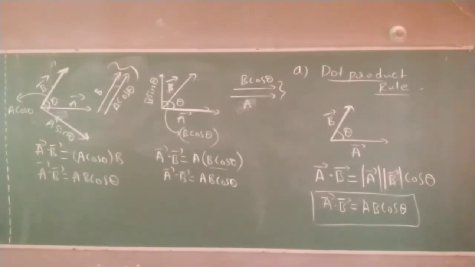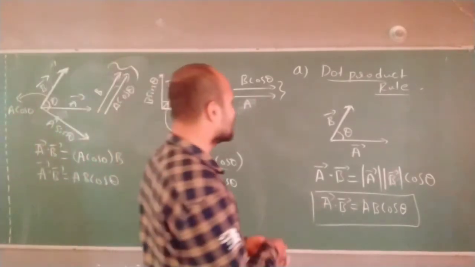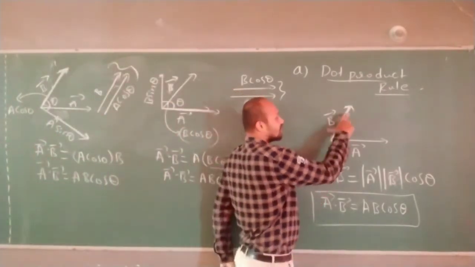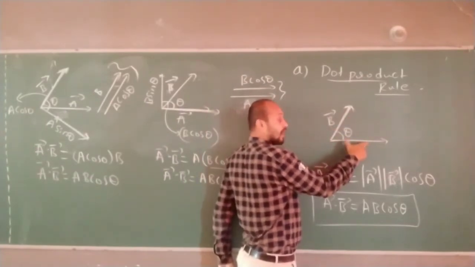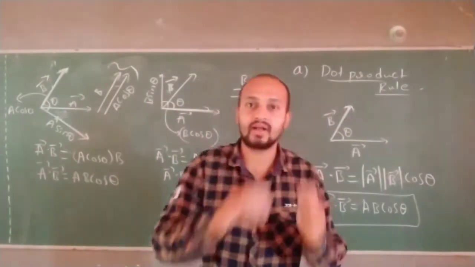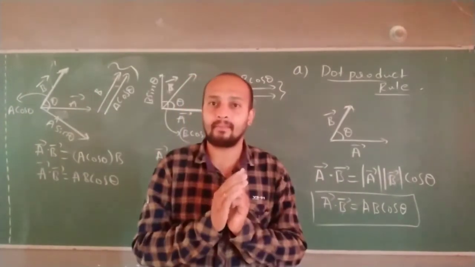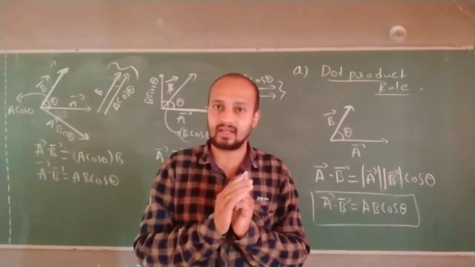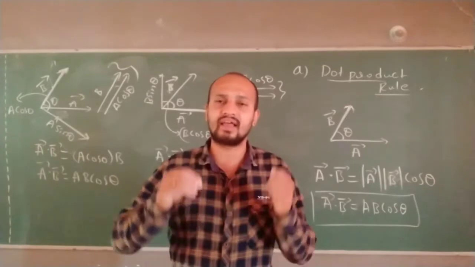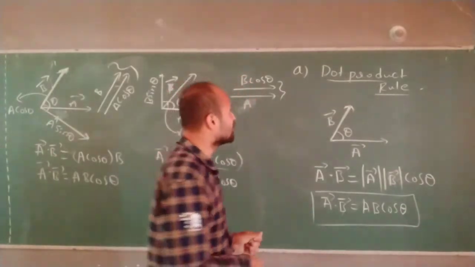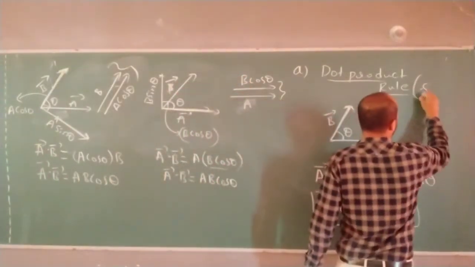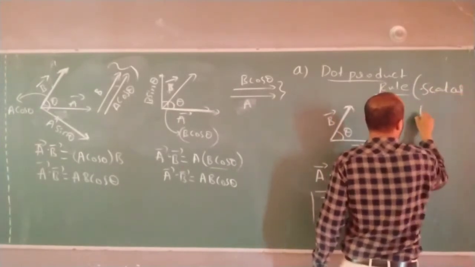What is that? When you are doing a dot product, you will take one of the components of the vector which is parallel to the other one and you are going to multiply. When you multiply like that, what happens? It looks like a scalar product. That is why we call it scalar.